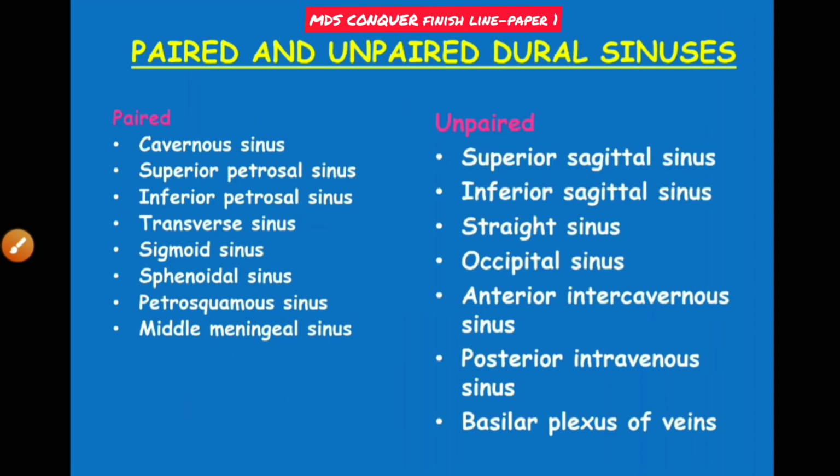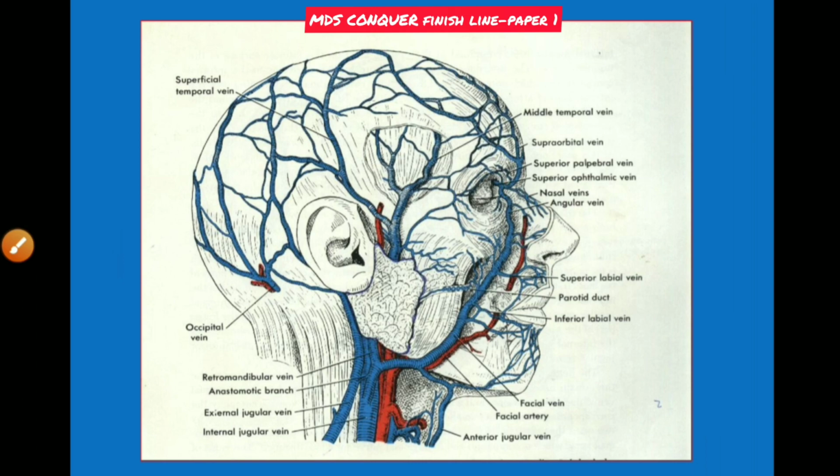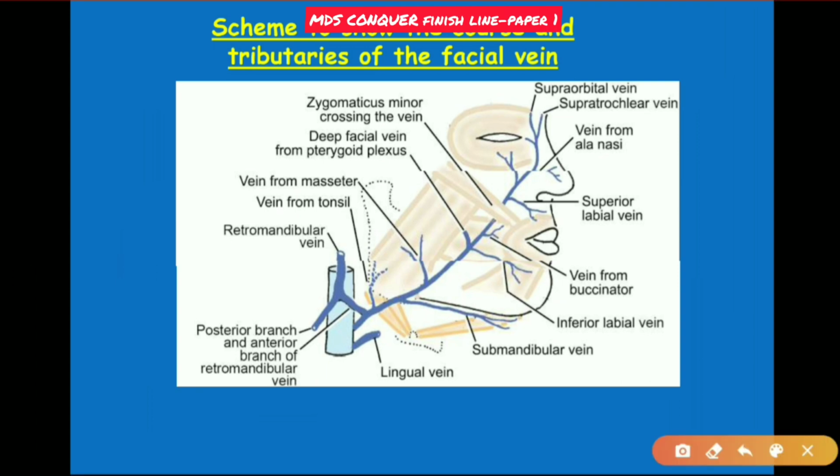Then coming to this, it is very important. If we are writing about the veins, you have to write the paired and unpaired dural sinuses. You can write just the names of the paired sinuses. So the facial vein is very important for us. Its tributaries connect to the superior ophthalmic vein and cavernous sinus on the face, and below the mandible. You can see here this representation is the retromandibular vein and the deep facial vein from the pterygoid plexus.